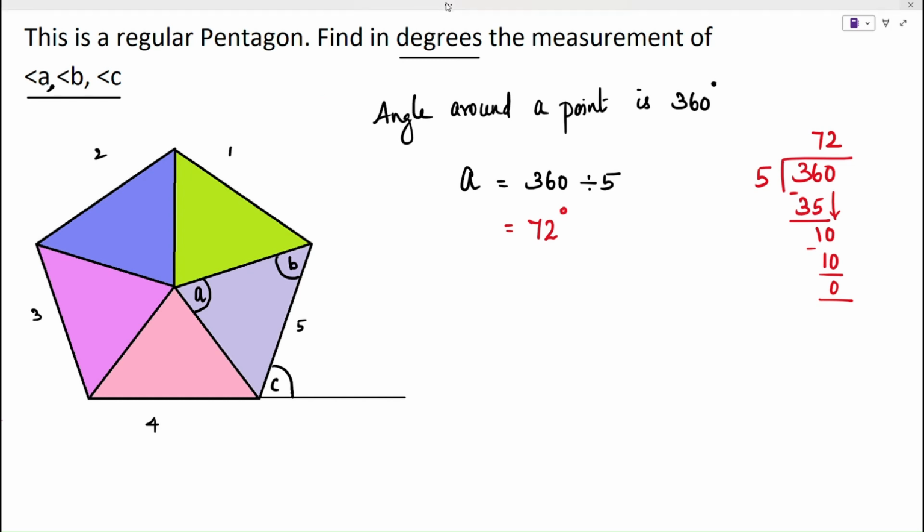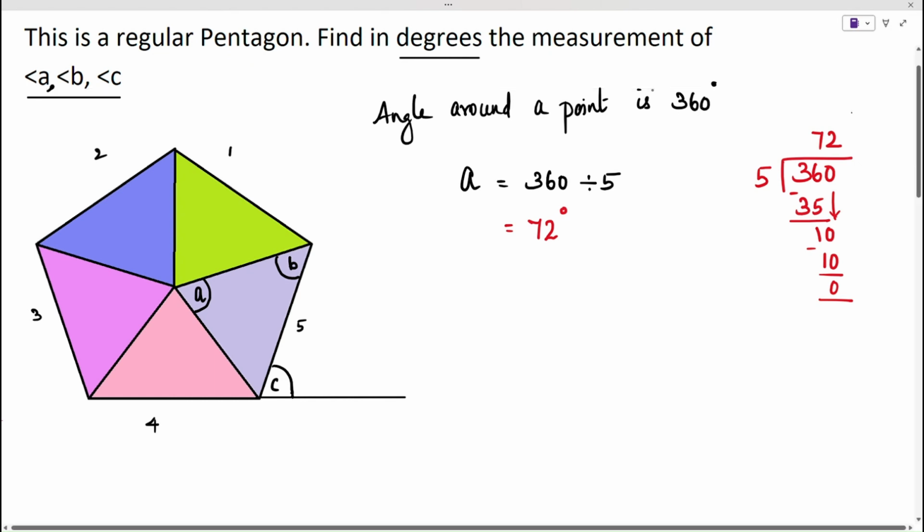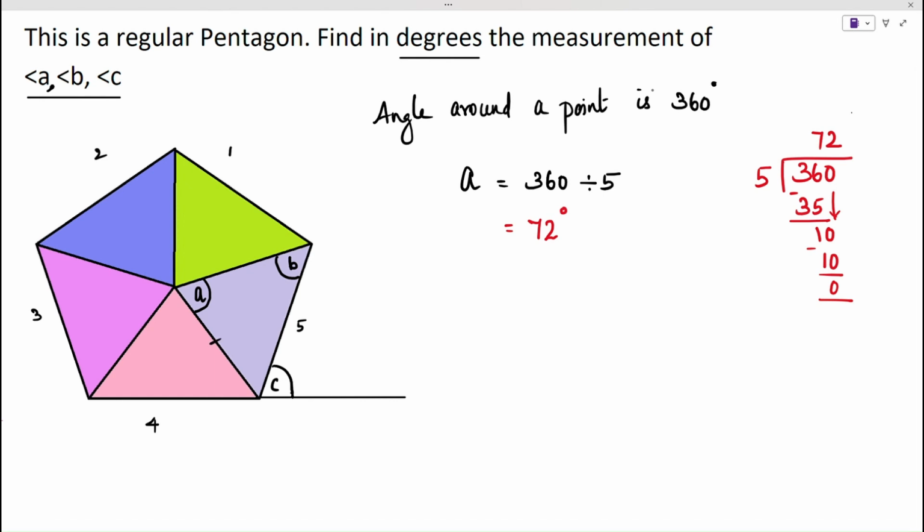Now, we know that that point is at the center of our pentagon. So that means that all the triangles here are isosceles. So as the sides marked will have the same length, this means that the base angles will also be equal.